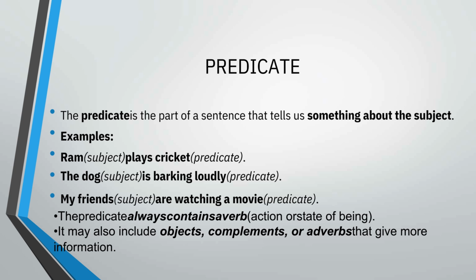Examples: Ram, subject; plays cricket, predicate. The dog, subject; is barking loudly, predicate. My friends, subject; are watching a movie, predicate. The predicate always contains a verb, action, or state of being. It may also include objects, complements, or adverbs that give more information.